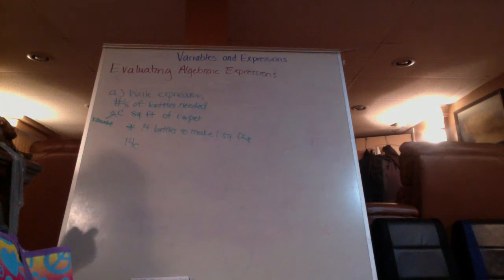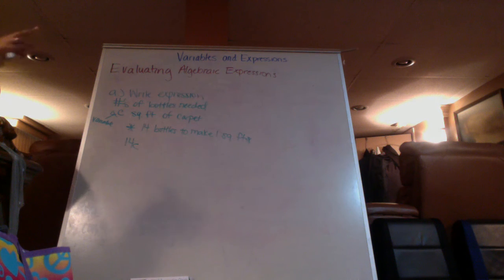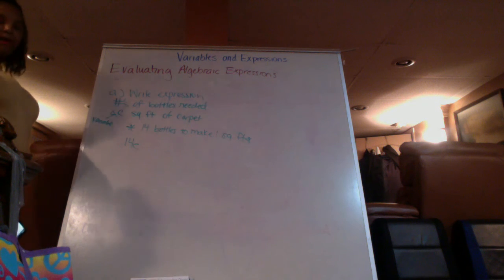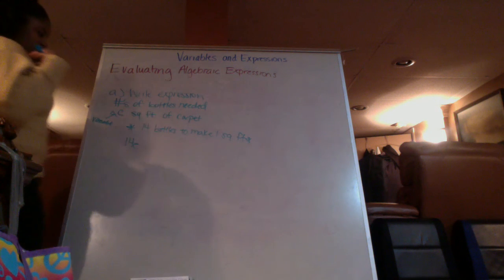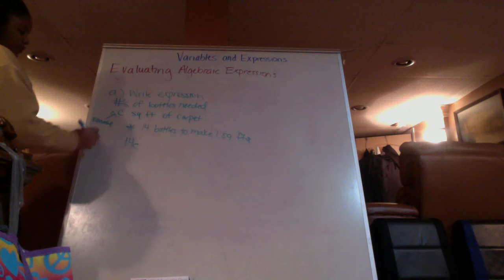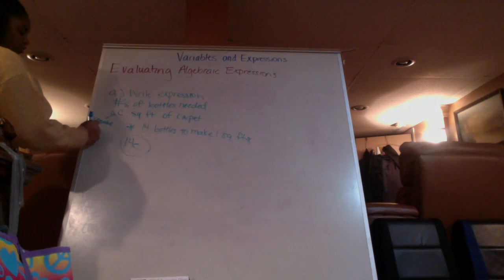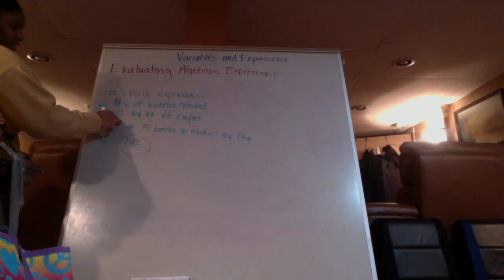14 makes 1. So let's say your boss says, I need you to make 3 square feet of carpet. Well, how many bottles are you going to need to do that? You're going to multiply it. This is just an example, not what they wanted you to write. You would do 14 times 3, because the C is the square feet of the carpet.